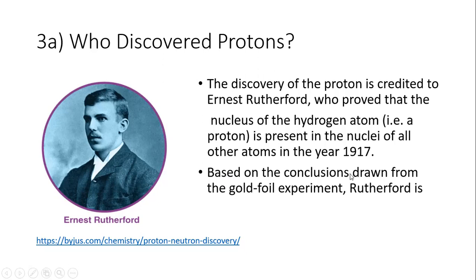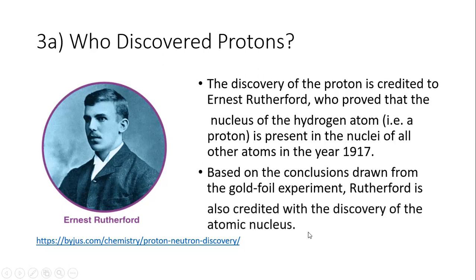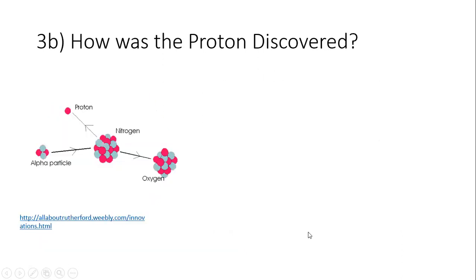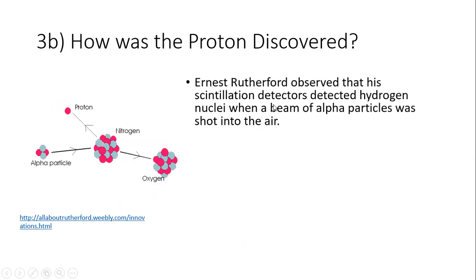Based on the conclusion drawn from the Geiger-Marsden gold foil experiment, Rutherford is credited with the discovery of the atomic nucleus. Okay, how was the proton discovered? There's your incident alpha, there's the nitrogen. Ernest Rutherford observed that his scintillation detector detects hydrogen nuclei when a beam of alpha particles was shot in the air.